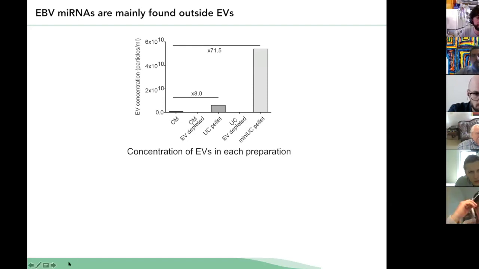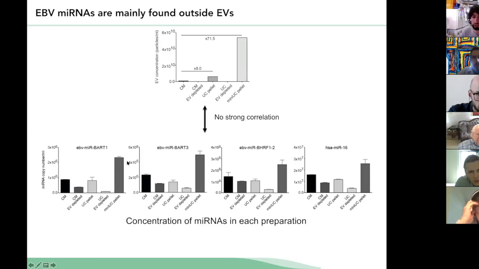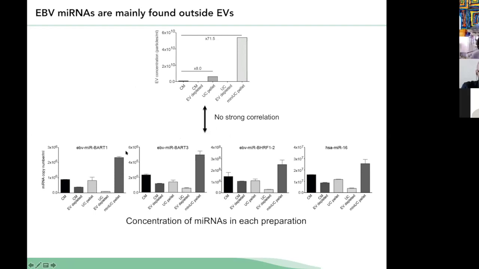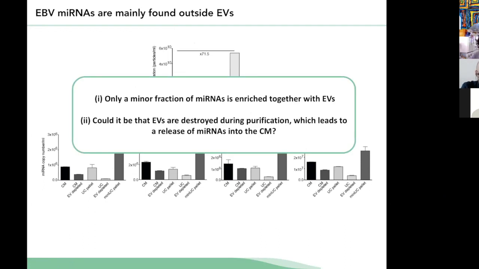But if you look at the microRNAs, you do see that they slightly increase in the mini UC pellet as a concentration per ml. But the increase is just 1.2 to 2 times more. It's really far away, so there is no strong correlation with the EV enrichment. So again, suggesting that the microRNAs are mainly outside. And this brings me to question my things always. So this is true, it looks like only a minor fraction is enriching in EVs and most of them are outside.